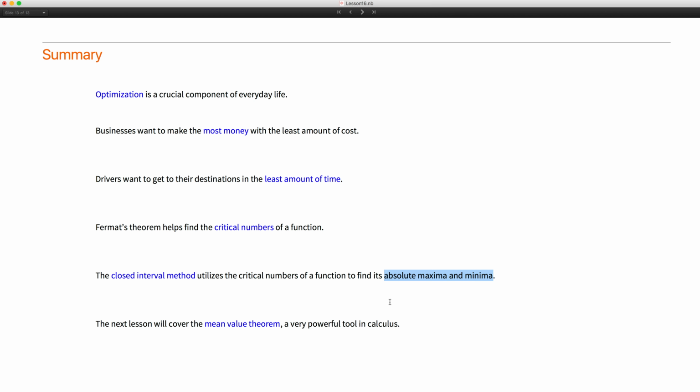So that's the end of this lesson, and the next lesson we'll talk about the mean value theorem, a very important theorem in calculus. But before you do that, please do review today's lesson, look at the exercise, and make sure that you're ready for the next lesson on the mean value theorem.